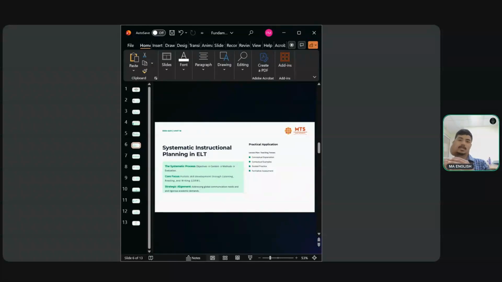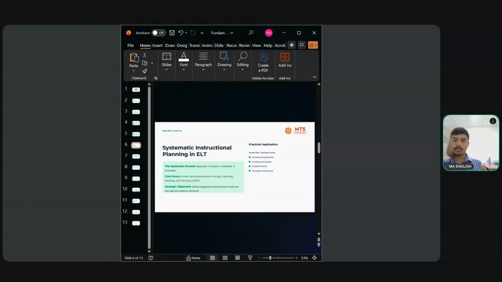First, objectives. You begin by asking, what do I want my students to be able to do by the end of this lesson? These objectives must be clear and measurable. Second, the content. Once you know your objectives, you select the content that will help you achieve them. And third, methods. As you can see here, you then choose how you will deliver that content.